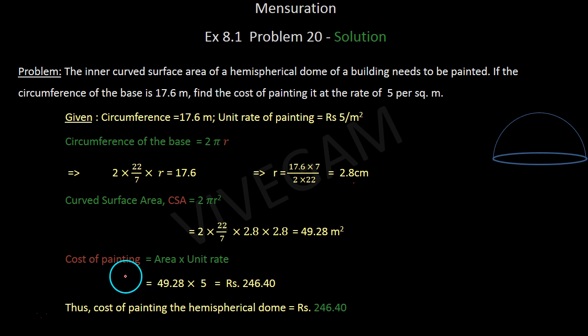Once we know the area, cost of painting is area into unit rate, 49.28 into 5, that gives us 246.40. That is, cost of painting is 246 rupees and 40 paise.